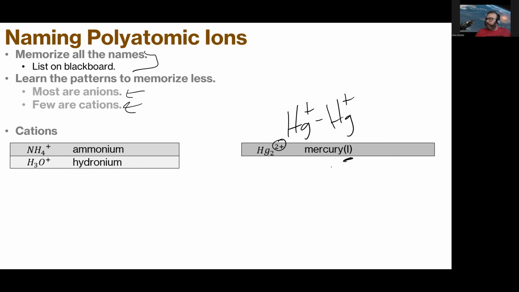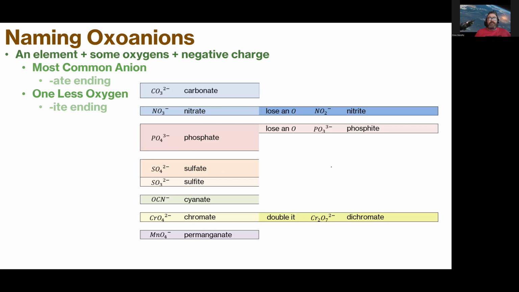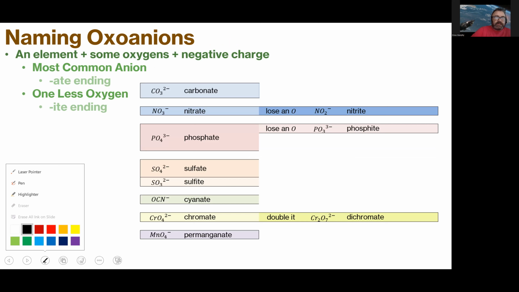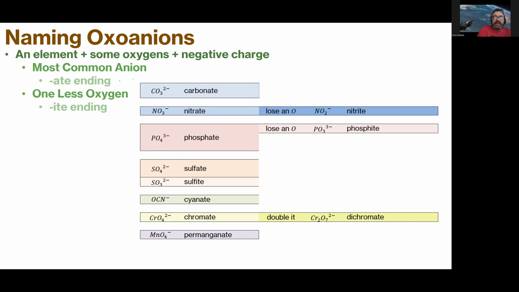We're gonna go through these as we go. So our basic rule is most of these are called oxoanions, which means that they have some element, a bunch of oxygens, and a negative charge. We can figure that out. One way we can start to recognize polyatomic ions is because they have either an ATE ending or an ITE ending for their name. All of our oxoanions are going to have either ATE or ITE.